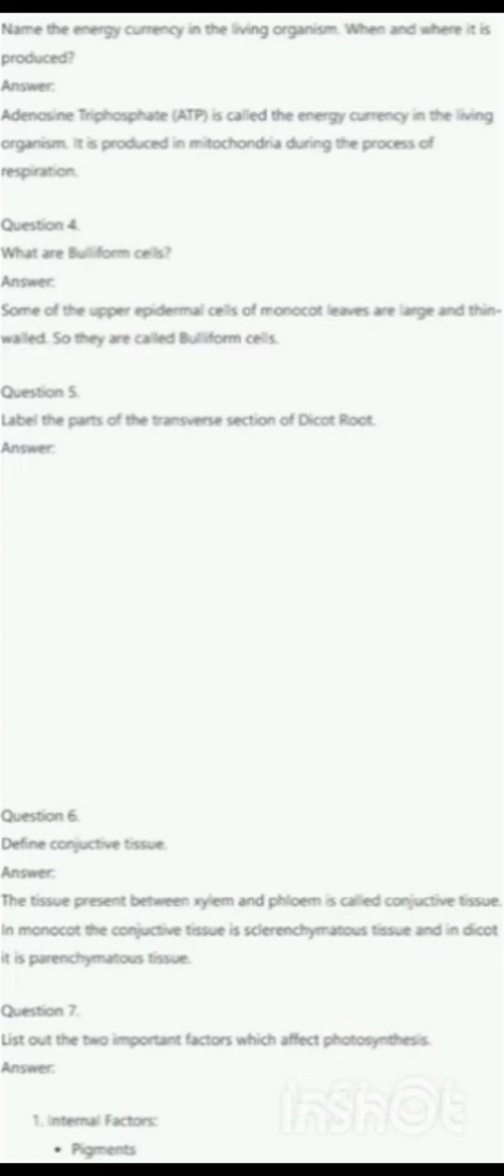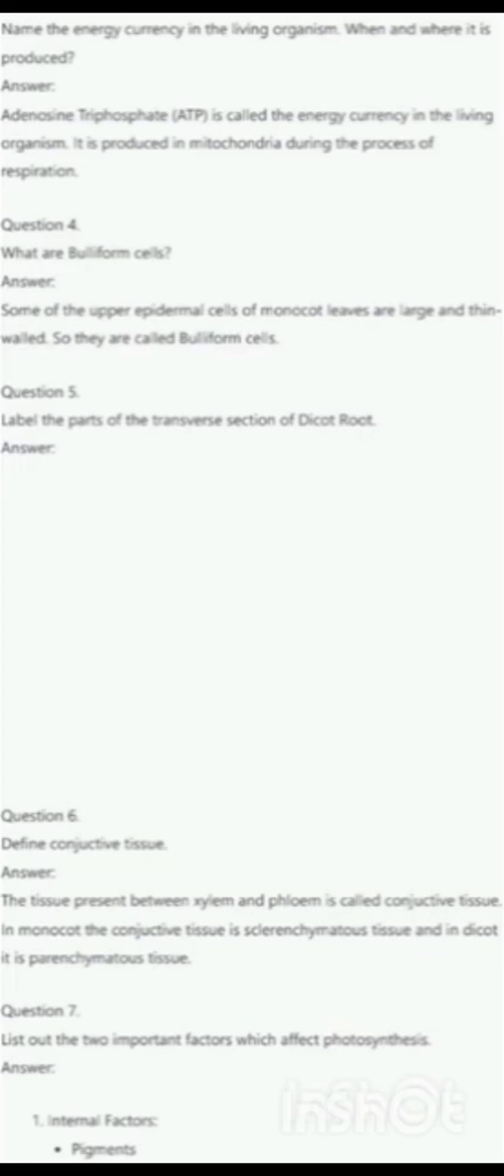Question 6. Define conjunctive tissue. Answer: The tissue present between xylem and phloem is called conjunctive tissue. In monocot the conjunctive tissue is sclerenchymatous tissue and in dicot it is parenchymatous tissue.